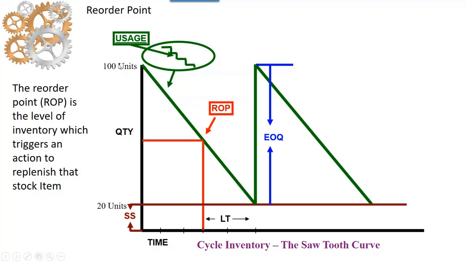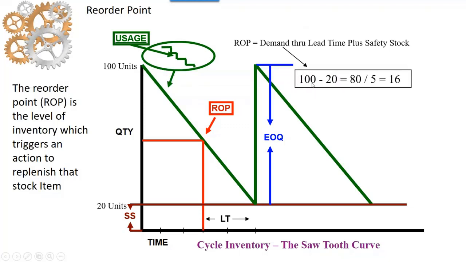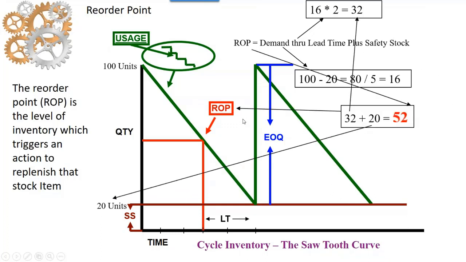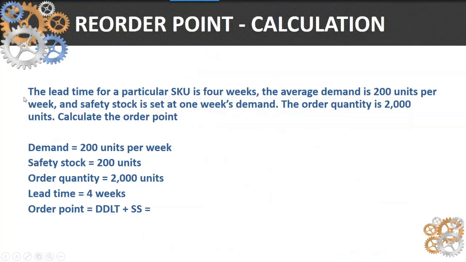So if we look at some values, if we started off with 100 units and we have 20 units of safety stock with a 2-period lead time, we can see that the reorder point, that point at which we would launch a new order, is equal to 100 minus 20 equals 80 divided by the 5 periods of consumption. That means we're going to consume 16 units per period. So the demand through lead time is 16 times 2, or 32. And so the reorder point is the demand through lead time plus safety stock, or 52 units. So when the inventory reaches that 52 point, we launch an order out into the system.